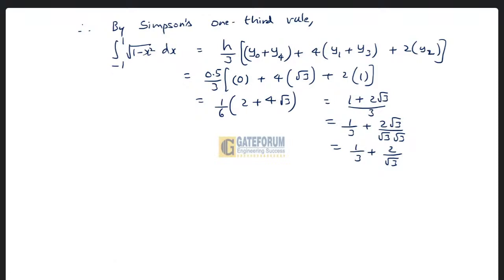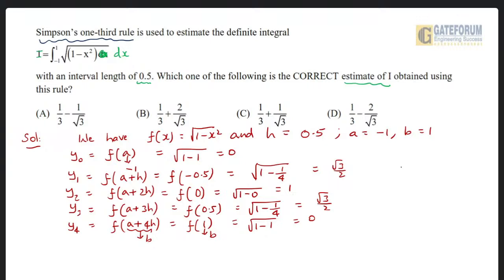So we got finally this. Let us check whether the option is there or not. 1 by 3 plus 2 by root 3. So this is the answer. Accordingly, the option is B. This is the end of the question.